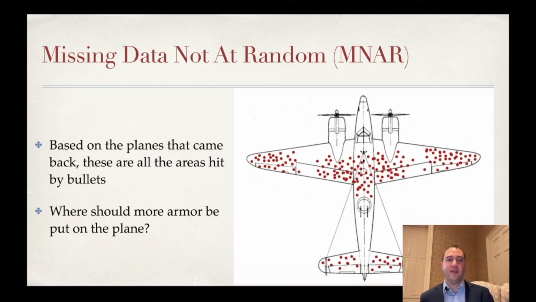So here's the data that they have. This is a real case. Based on the planes that came back, these are all the areas hit by bullets. Someone surveyed the bombers coming back; they bomb a target, they come back, and looking at where the bullet holes were, these are the airplanes that came back. So which areas should we put armor? Should we put armor where there's bullet holes, or should we put more armor where there's not? Think about it.